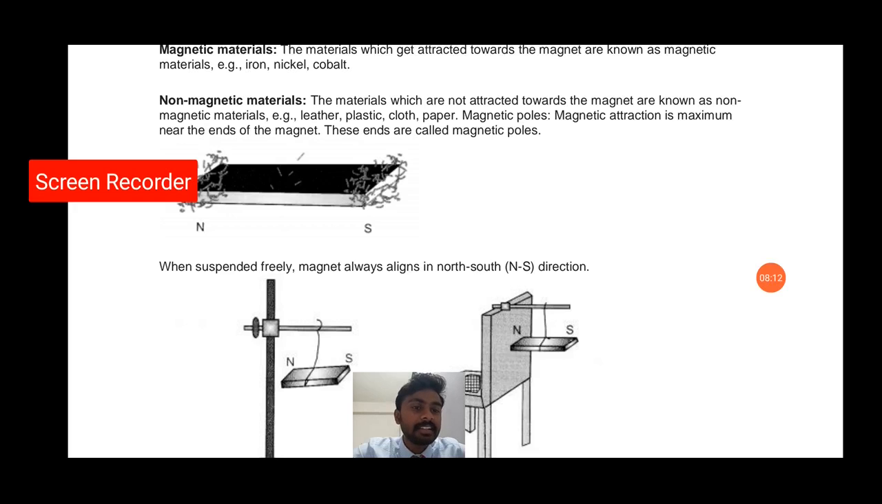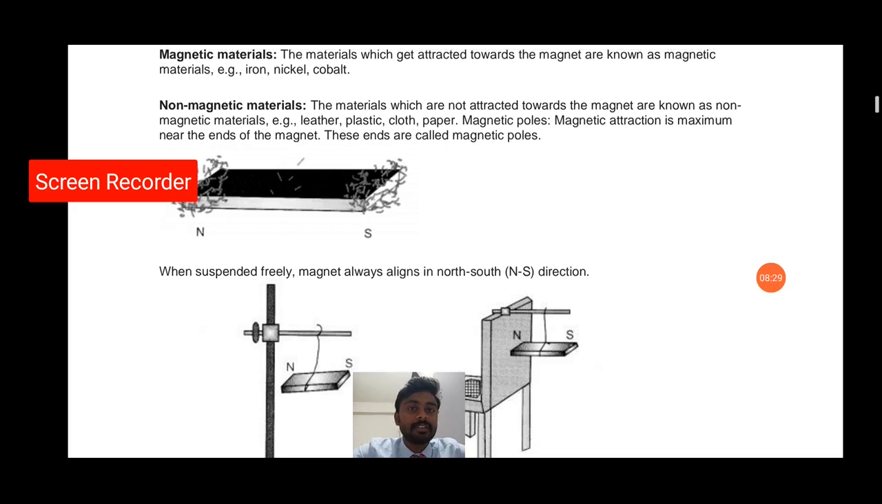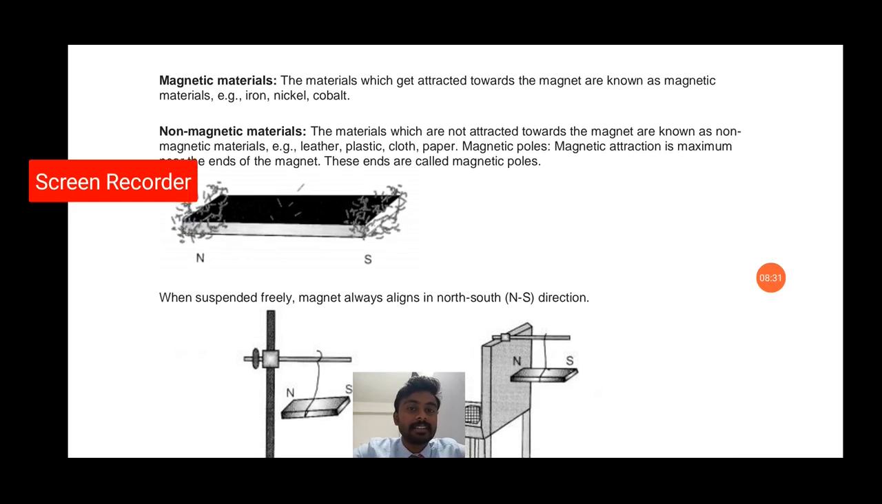You can see in the magnet, two poles are there. Especially at the two pole ends there is maximum magnetic attraction. So that is called what? Magnetic poles. All of you understand about the magnetic materials and the non-magnetic materials and also magnetic poles.